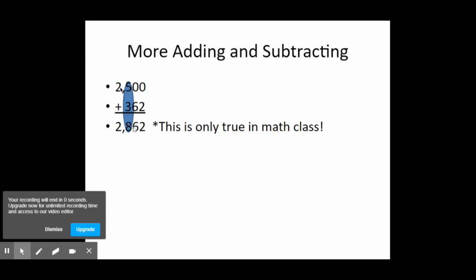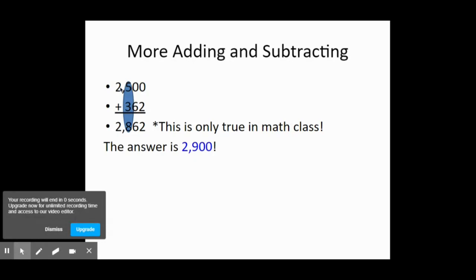Once we add them up, 2,862, we're going to have to round because we can only keep significance to the hundreds place because of this number that is only significant in the hundreds place. This 6 will make the 8 round up, and so our final answer will be 2,900.